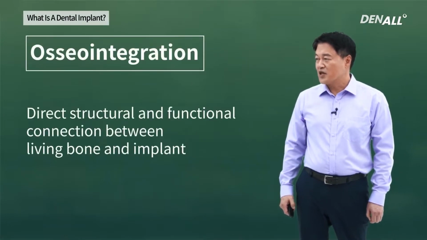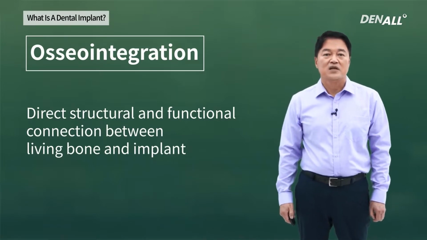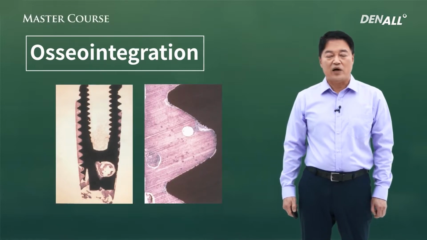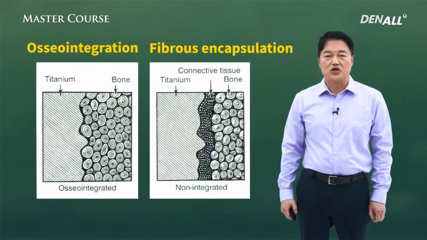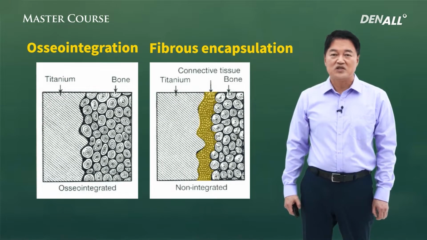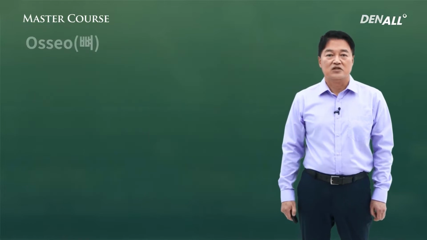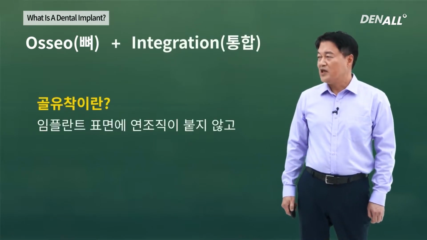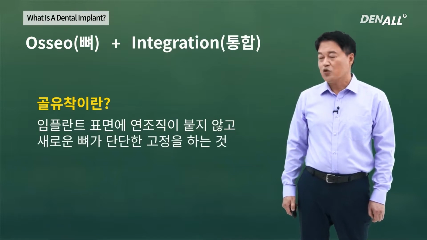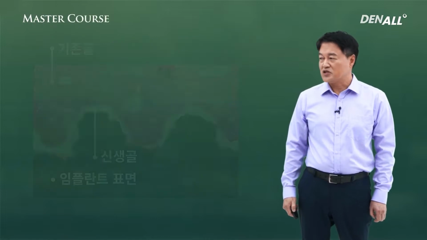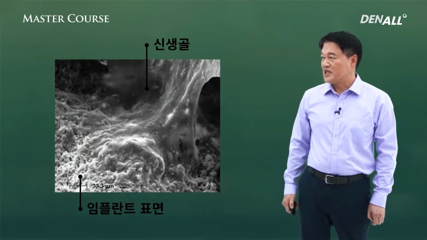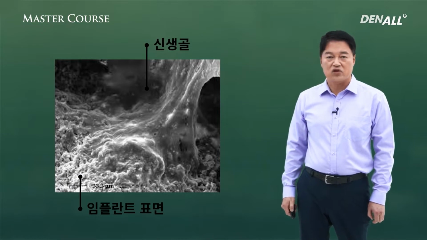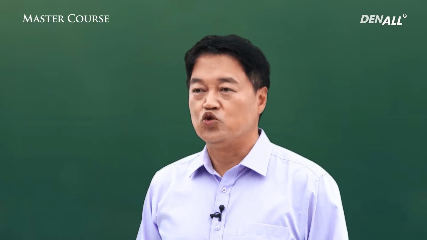Osseointegration is direct structural and functional connection between living bone and implant. As you can see, there is nothing in between bone and implant. This is osseointegration. On the right, in the middle, there is soft tissue. In other words, fibrous encapsulation has occurred, and this leads to failure in osseointegration. On the surface of the implant, the soft tissue is not attached and new bone is firmly fixated. That's called osseointegration. As shown on the surface of the implant, new bone is formed directly. This is a SEM image, and you can see new bone is formed directly on the implant surface.